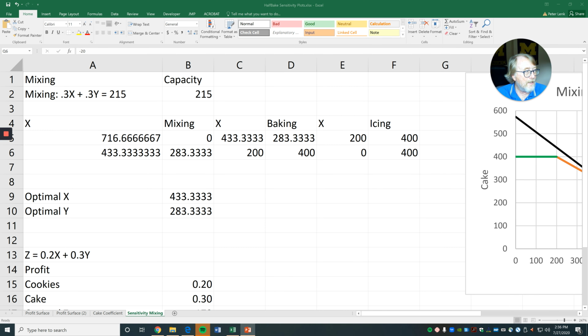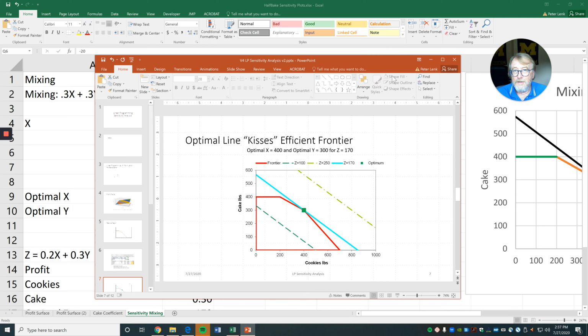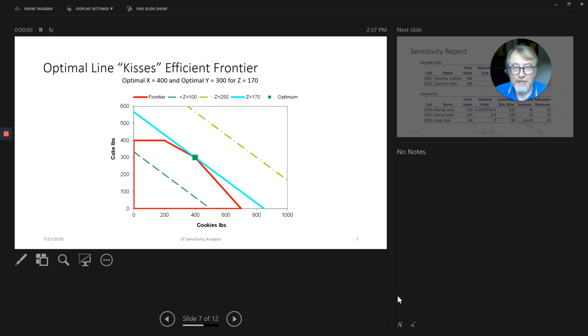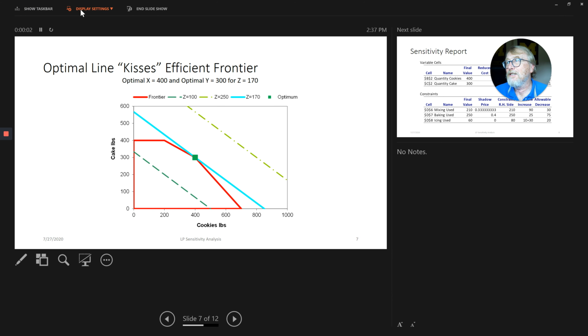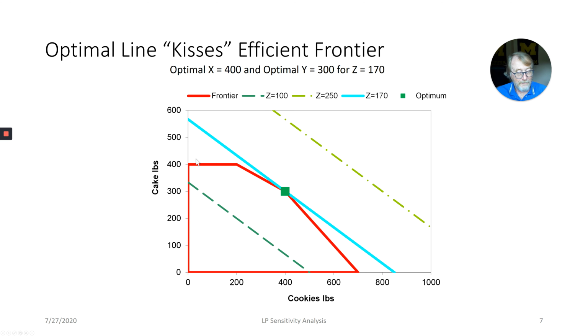So let's go back to, I had fun making up those Excel spreadsheets. So much fun doing that kind of interactive stuff. Let's see, I guess I have to go back to presentation mode and display settings. Okay, there we go.